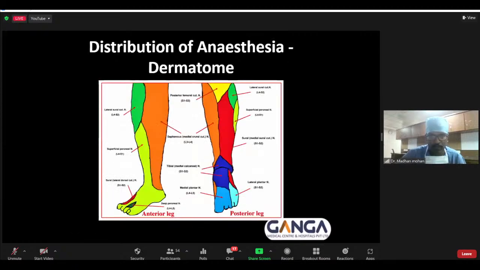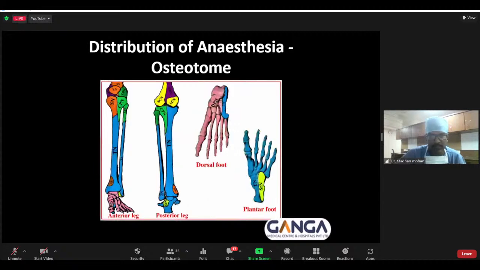Again, this is the dermatome, and this is the osteotomal supply. And the tibial nerve divides into the medial plantar and lateral plantar nerve. And this is the anterior leg. Again, as I told, saphenous nerve, and this is the common peroneal in the lateral component. And in the dorsal foot, deep peroneal nerve and the tibial nerve. Again, the plantar foot, sural nerve and the tibial nerve.